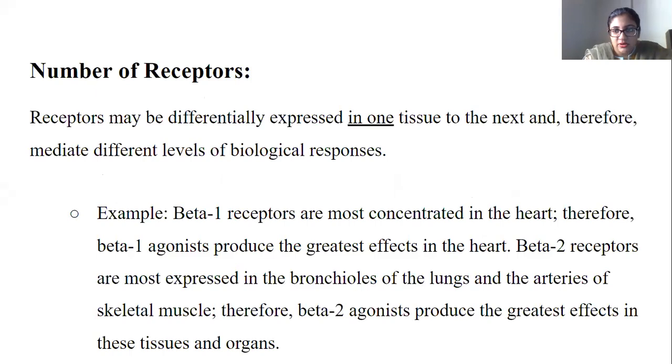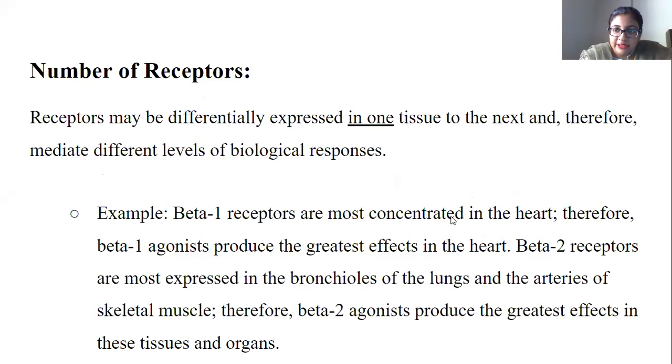All right. So the first thing that comes up in our mind, as I said in the first lecture, is that it depends on how many receptors are there within the cell membrane. If you look over here, receptors may be differentially expressed from one tissue to the next and therefore mediate different levels of biological responses. What do I mean by that? Let's elaborate it with the help of an example.